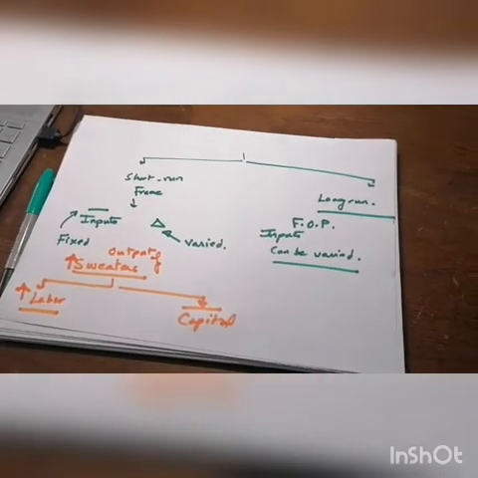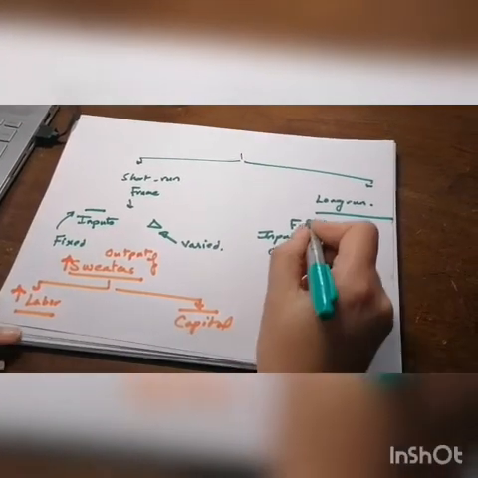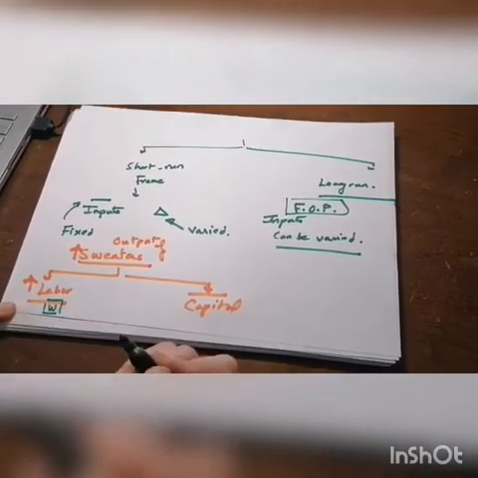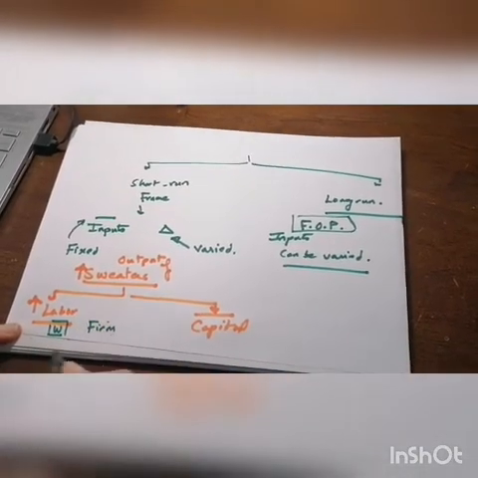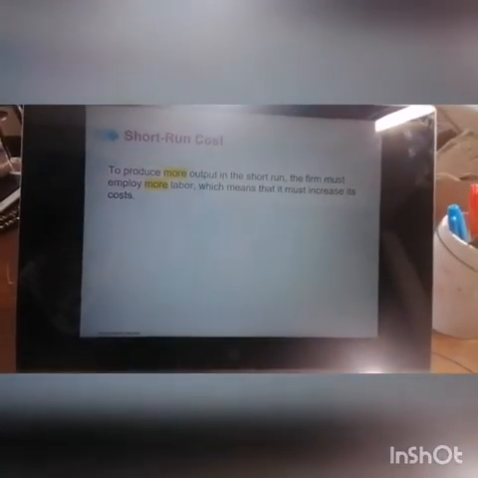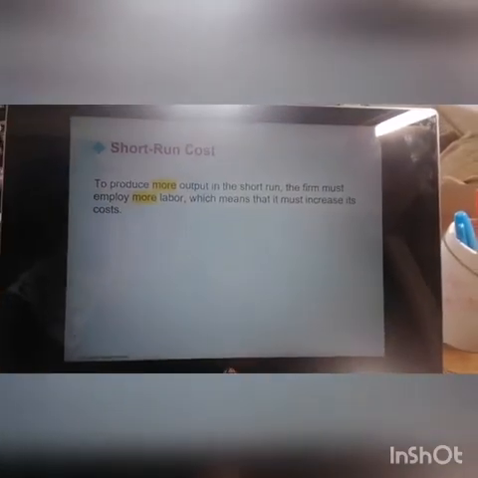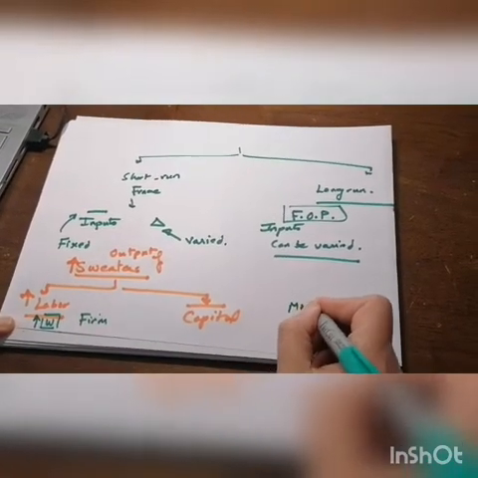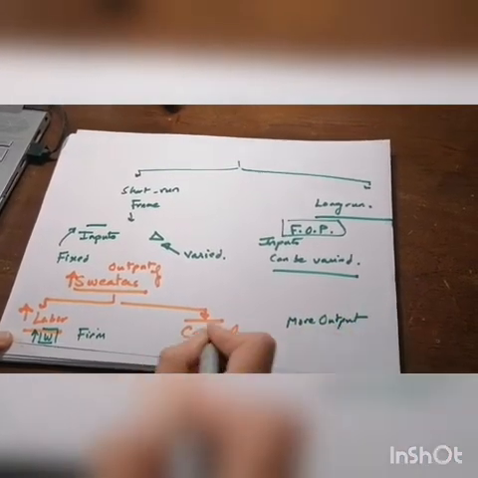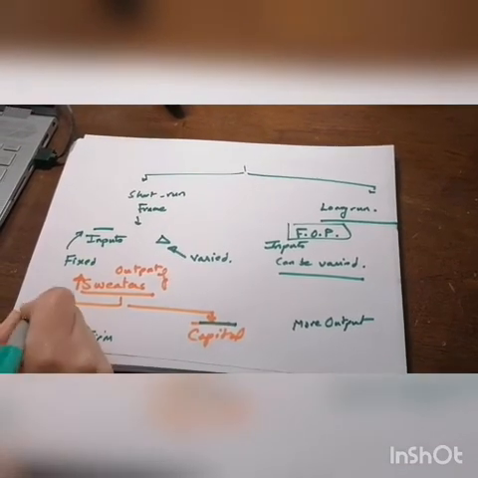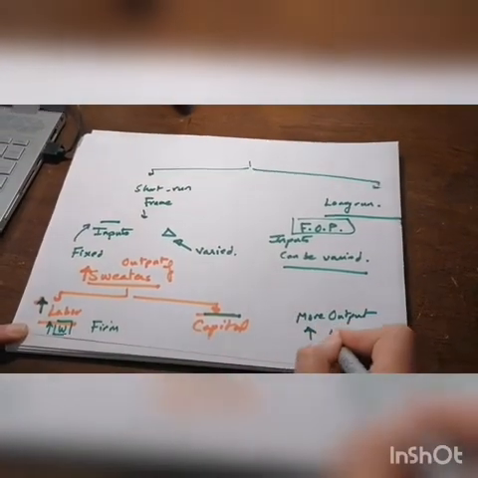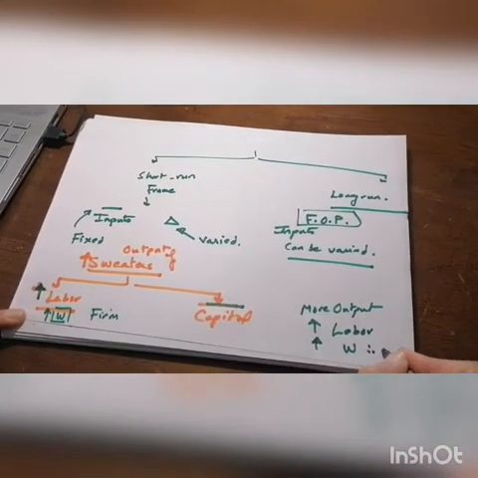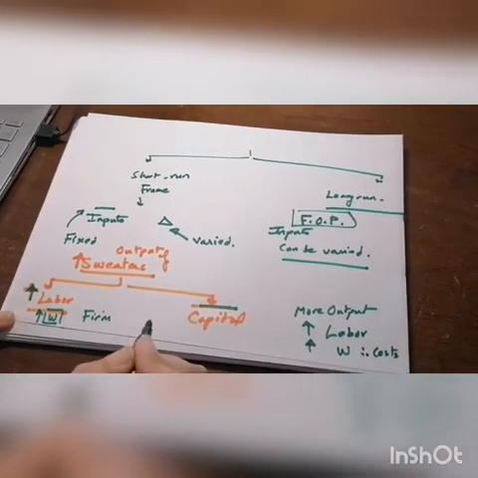But labor, you remember, for every factor of production there is a cost. So for labor the firm has to incur more wages. So in the short run, to produce more output, the firm must employ more labor. You cannot change capital, it's fixed. So you have to increase labor, but to increase labor, this will increase wages. Therefore, this is an increase in your costs.